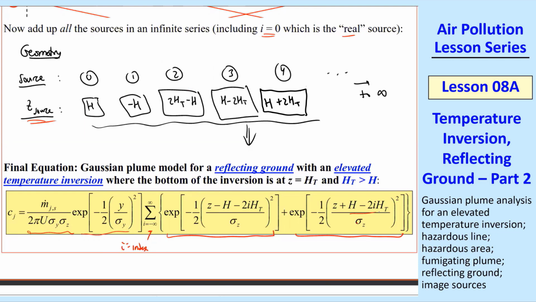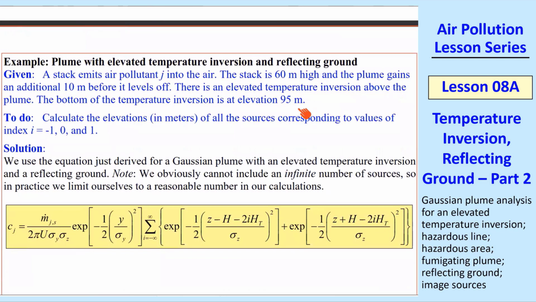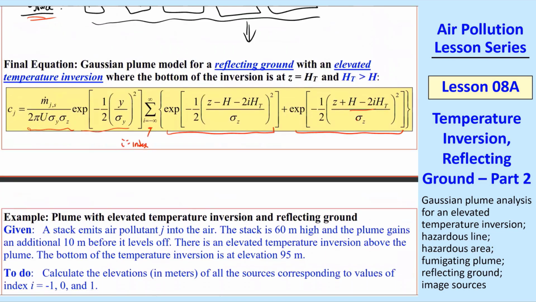For now, I do want you to be able to figure out where these things are, though. So let's do a quick example. We have a plume with an elevated temperature inversion and a reflecting ground. So when you have that situation, we have this infinite equation here with an index I equal negative infinity to infinity. I should point out that you're including 0 in here.